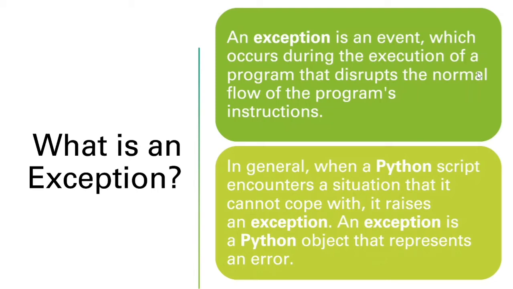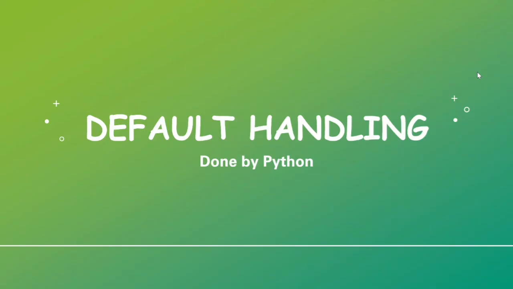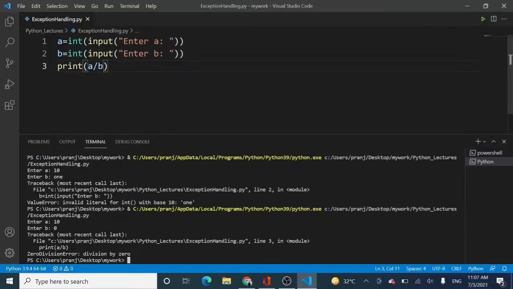Now, that we have seen just now. How we have seen that? This is the default handling, and it is done by Python, right? So this is the default handling, and Python does it on its own. How? Let us see. Here on your screen, you can see that it is showing a zero division error because 10 is divided by 0 over here.